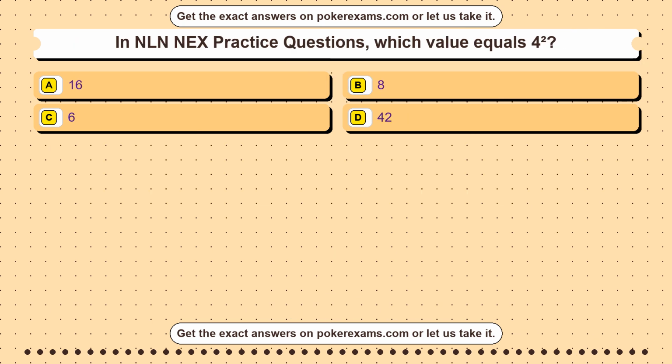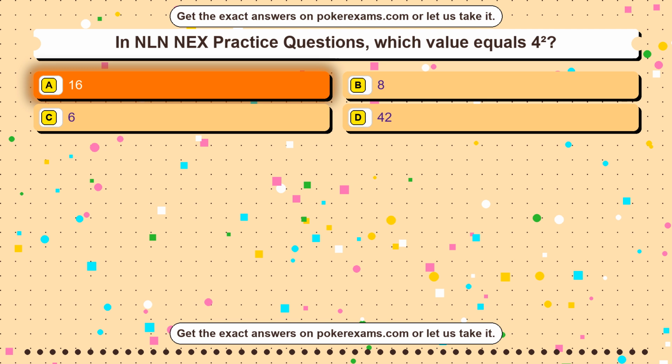Question 13. In GED physical science practice, which weathering process breaks rocks by freezing water? Option A, ice wedging. Option B, photosynthesis. Option C, evaporation. Option D, pollination. The correct answer is option A.